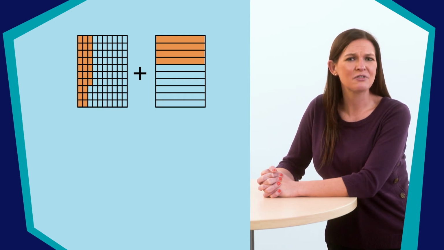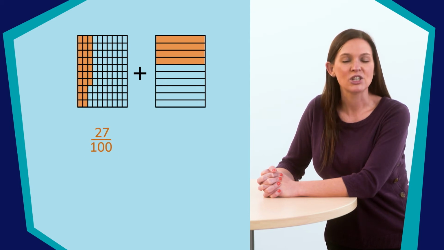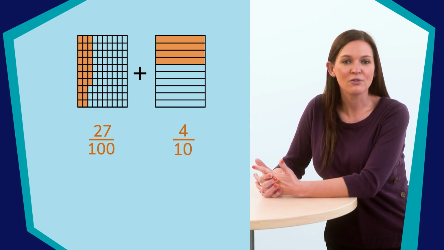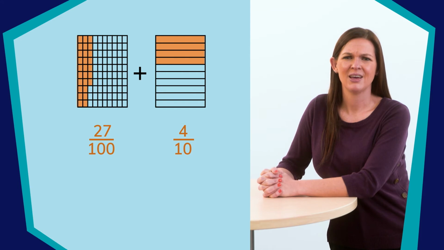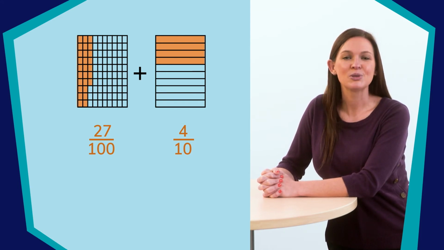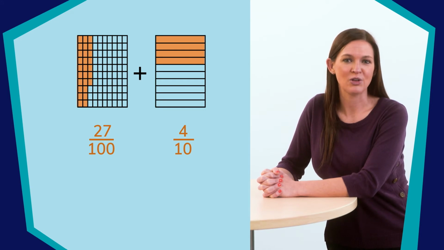Well, I can see in the first model that is representing what fraction? Great job, 27 100ths. The other model is representing what fraction? Wonderful, 4/10. Can we write this in fraction form? Absolutely. We just write each model's value in fraction form and put a plus sign in the middle.